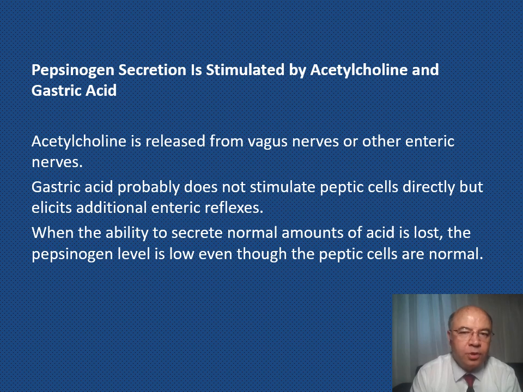Pepsinogen secretion is stimulated by acetylcholine and gastric acid. Acetylcholine is released from vagus nerves or other enteric nerves. Gastric acid probably does not stimulate peptic cells directly but elicits additional enteric reflexes. When the ability to secrete normal amounts of acid is lost, the pepsinogen level is low even though the peptic cells are normal.